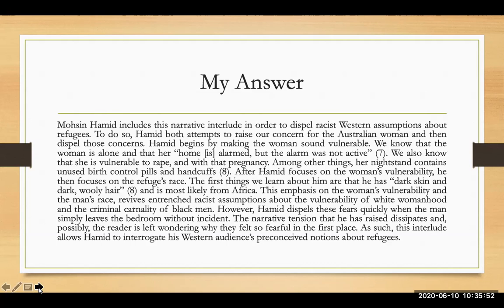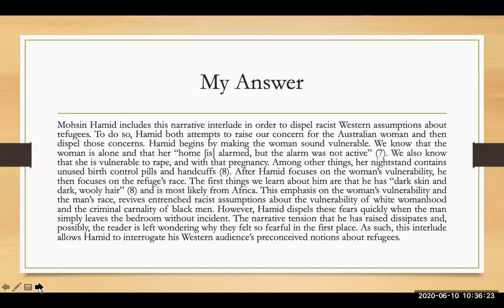Mohsin Hamid includes this narrative interlude in order to dispel racist Western assumptions about refugees. To do so, Hamid both attempts to raise our concern for the Australian woman and then dispel those concerns. Hamid begins by making the woman sound vulnerable. We know that the woman is alone and that her home is alarmed, but the alarm was not active. We also know that she is vulnerable to rape and, with that, pregnancy. Among other things, her nightstand contains unused birth control pills and handcuffs.